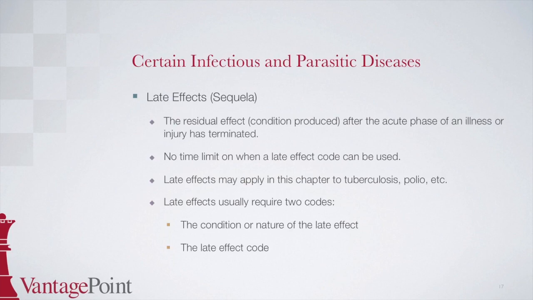There are some late effect or sequela codes in this chapter. Remember that a sequela is the condition produced after the acute phase of an illness or injury is over. There is no time limit for these codes, and they are applicable in this chapter to conditions such as polio or tuberculosis. In this chapter, two codes will be required to indicate a sequela. Our first code will be the specific type of late effect, followed by a code indicating that the late effect is a result of a specific condition. This will hopefully make more sense on the next slide when we do an example.